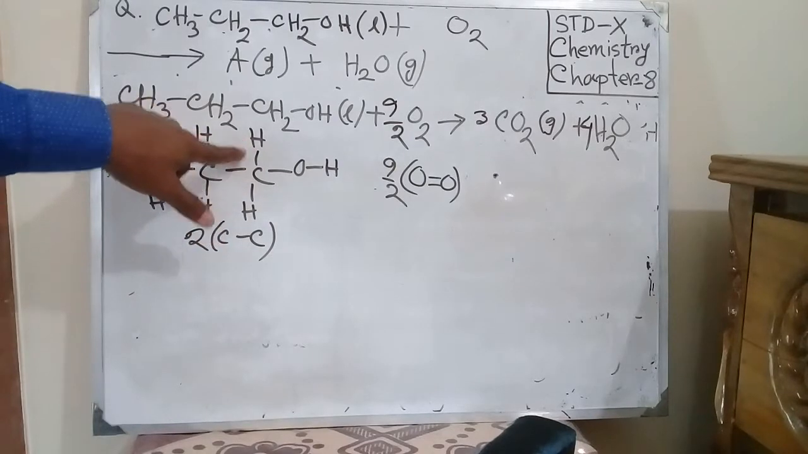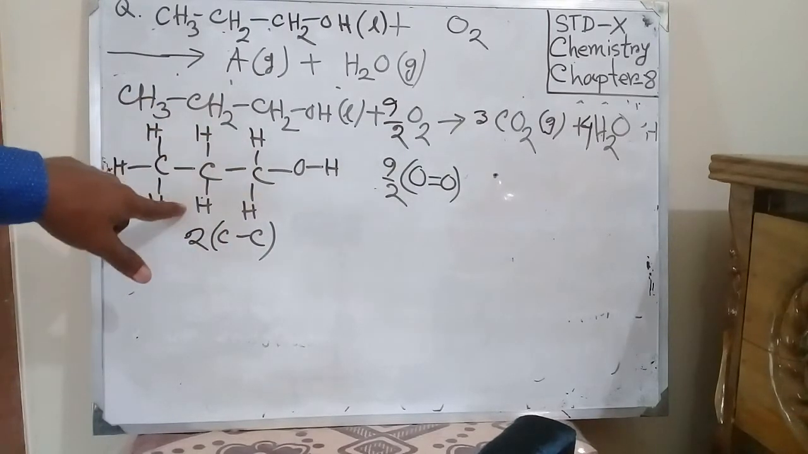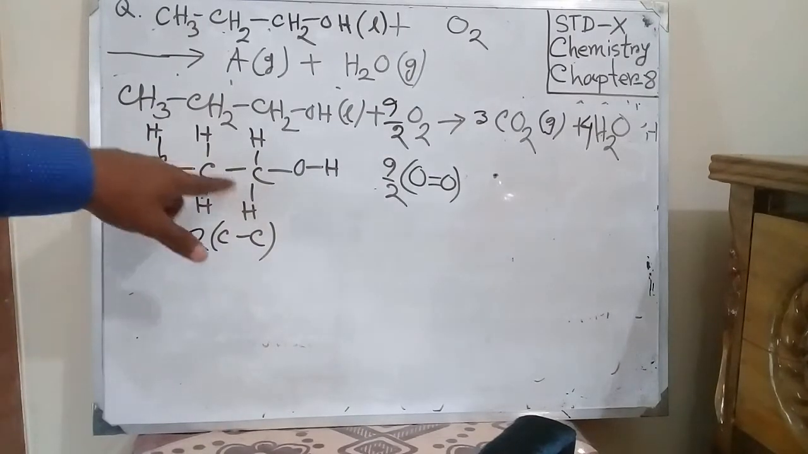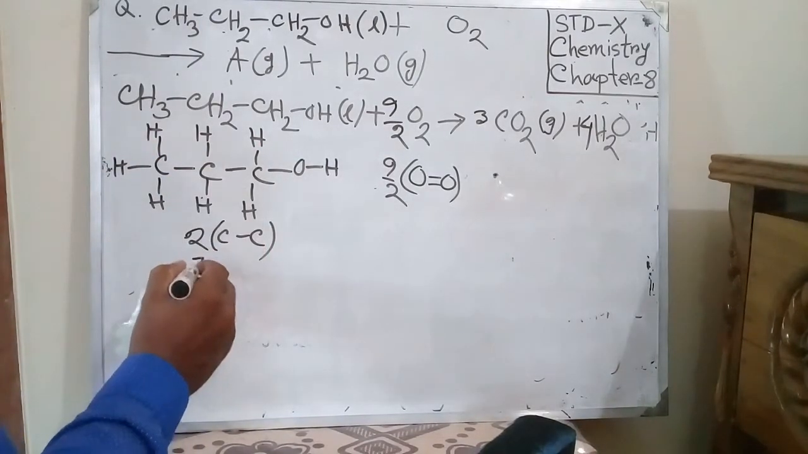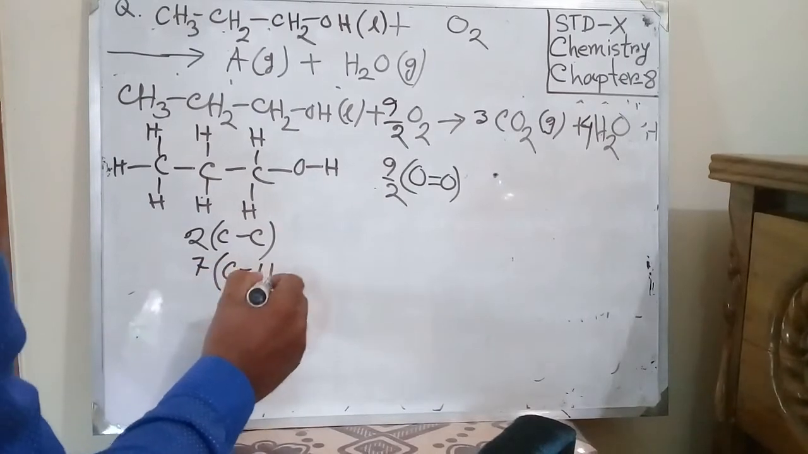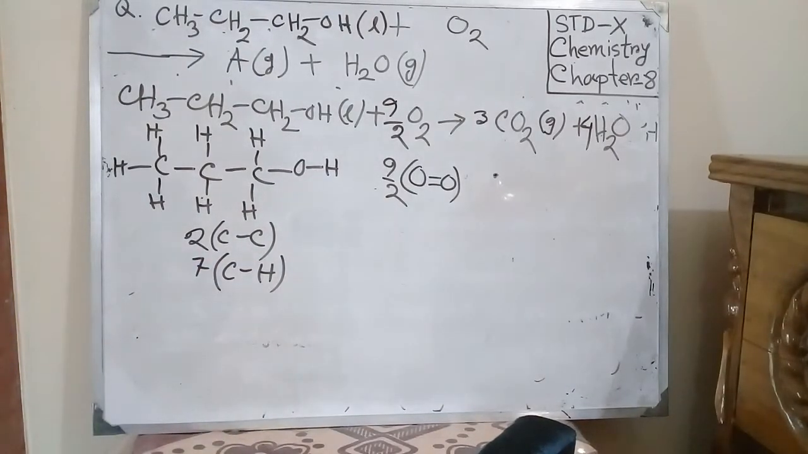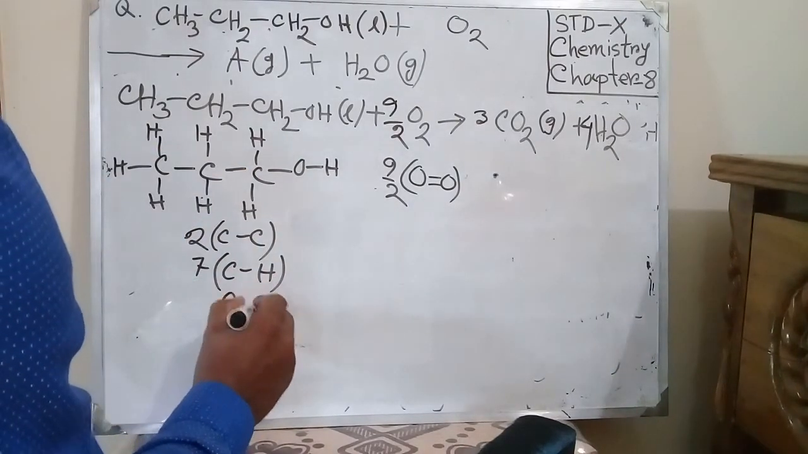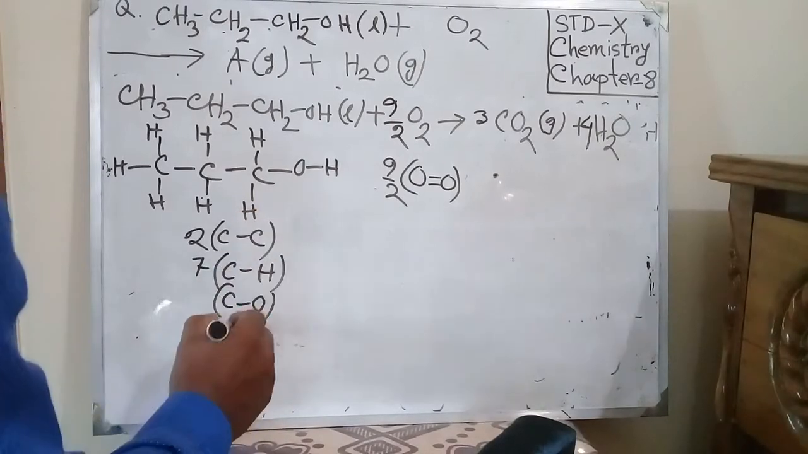Look, carbon-hydrogen like this. There are 7: 1 2 3 4 5 6 7. So we can write here 7 carbon-hydrogen bonds. Then carbon-oxygen. How many carbon-oxygen bonds? Only 1. Carbon-hydrogen single bond and oxygen-hydrogen single bonds.